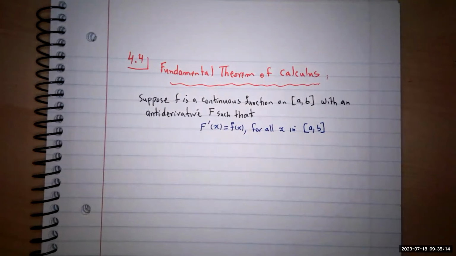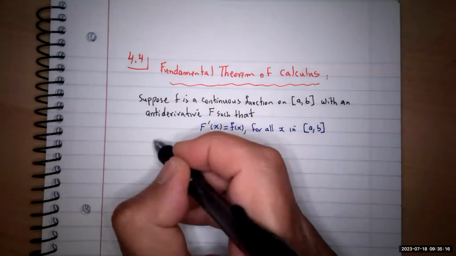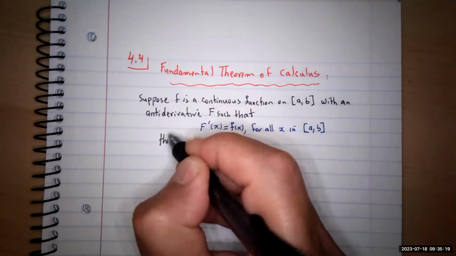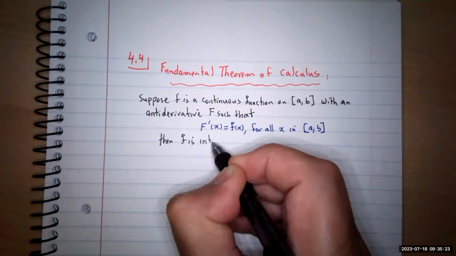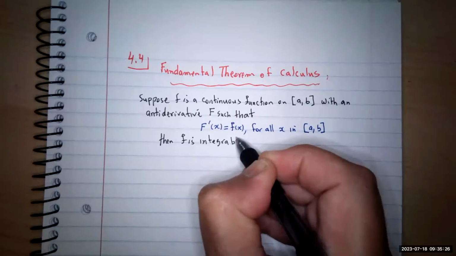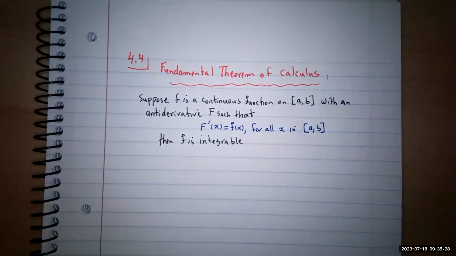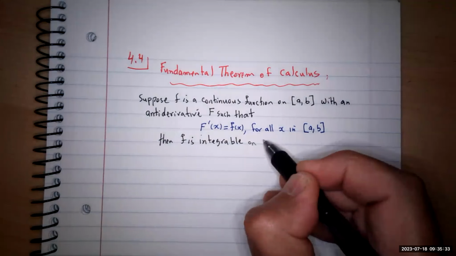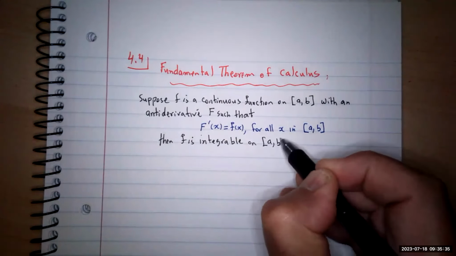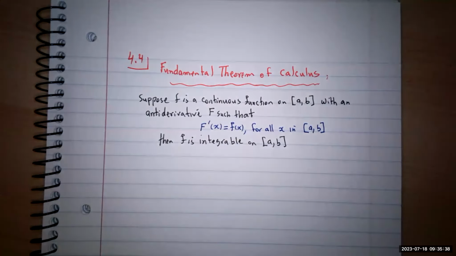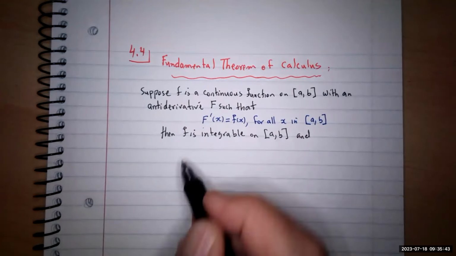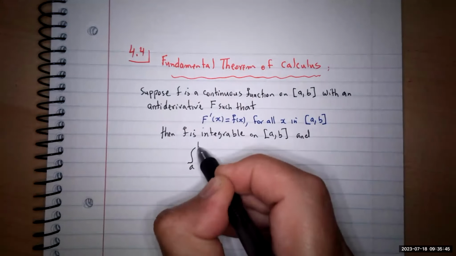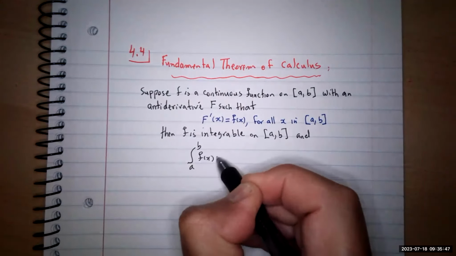Now, next one, we say, oh, if this is going to be the case, then the function is integrable. f is integrable. Integrable means we can do partitioning to find the integral. Integrable on a comma b. So this means the integral from a to b of f of x dx exists, and the definite integral a to b of f of x dx.